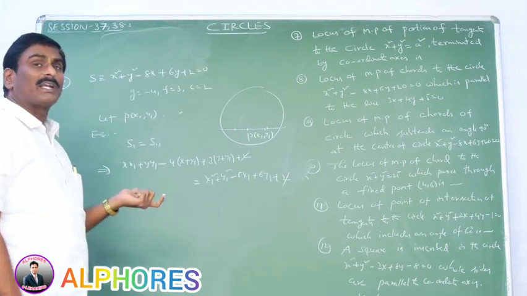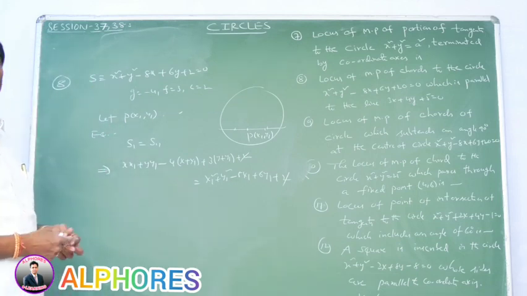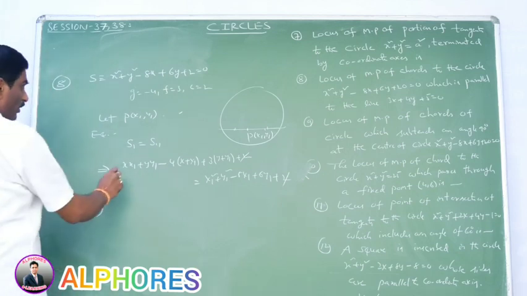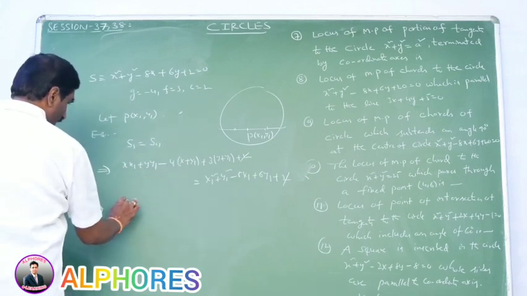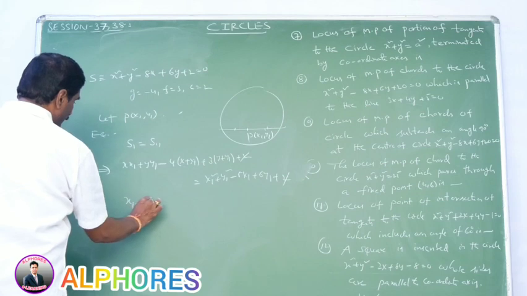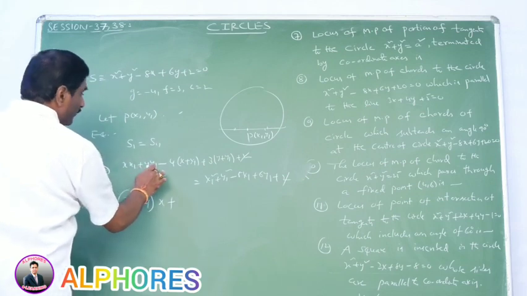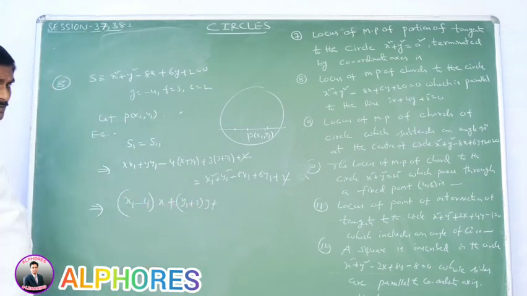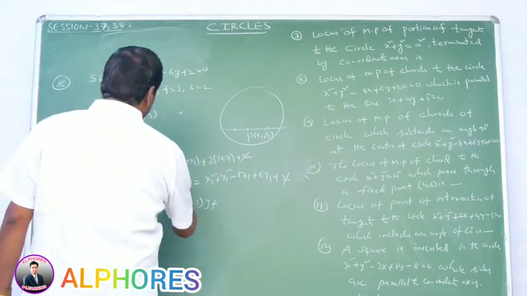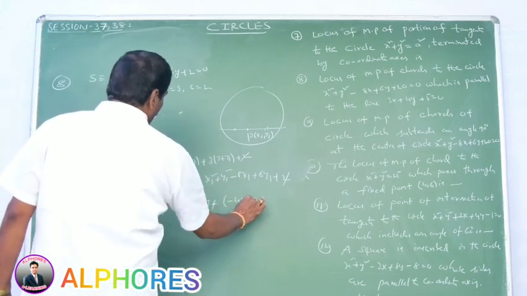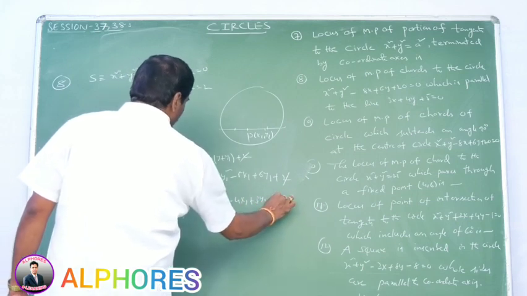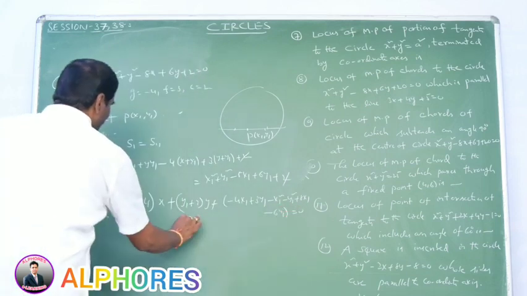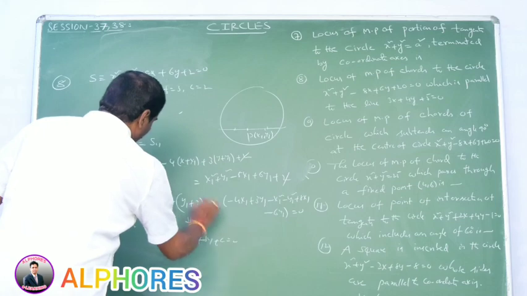This line can be reduced into ax plus by plus c is equal to 0, since every line is in the form ax plus by plus c is equal to 0. Here x1 minus 4 is the coefficient of x, y1 plus 3 is the coefficient of y, and all the remaining values are constants. That means minus 4x1 plus 3y1 minus x1 square minus y1 square plus 8x1 minus 6y1 is equal to 0. It is in the form of ax plus by plus c is equal to 0. It is one of the chords.